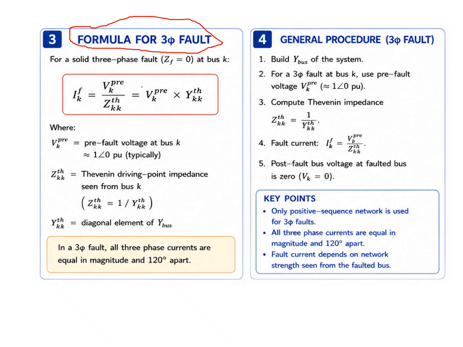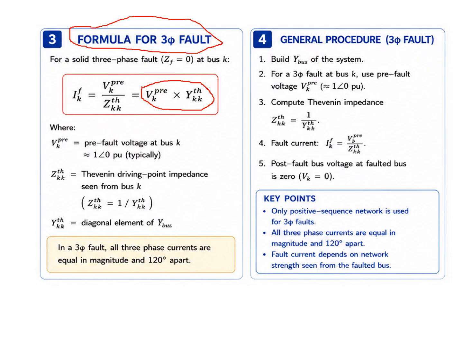So we can use this equation: pre-fault magnitude of voltage multiplied by the diagonal Y-bus matrix element at that point. This is the definition for those variables. V pre means the magnitude of the bus K voltage before a fault, whereas ZKK is 1 over the Y-bus diagonal element at bus K, so we can take ZKK as 1 over YKK. So the diagonal element is very important to calculate that.